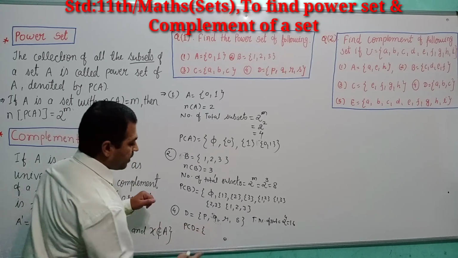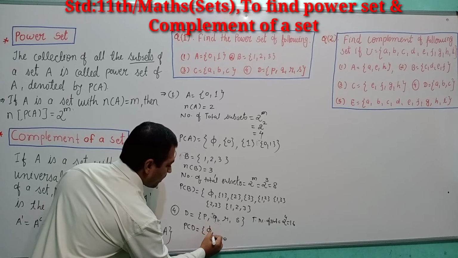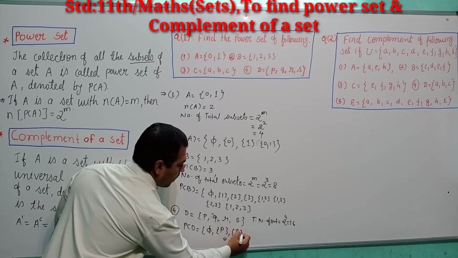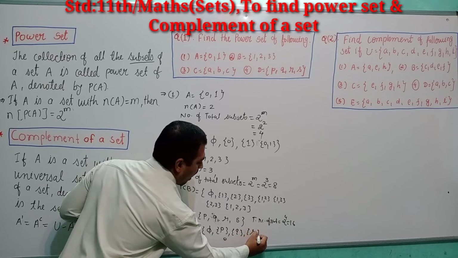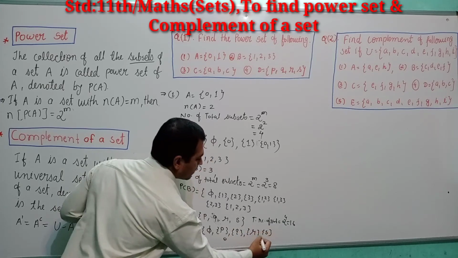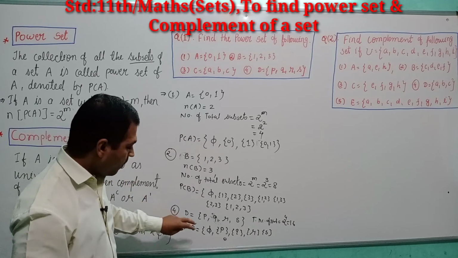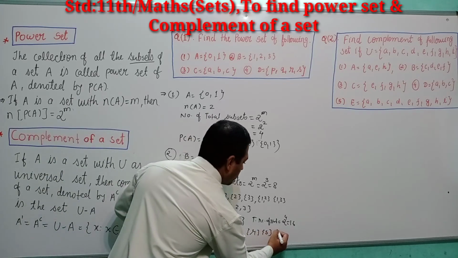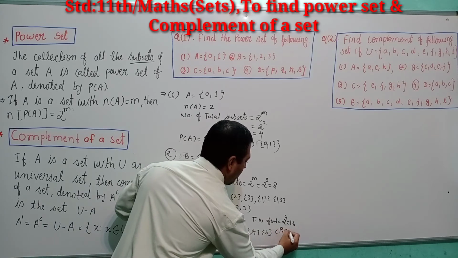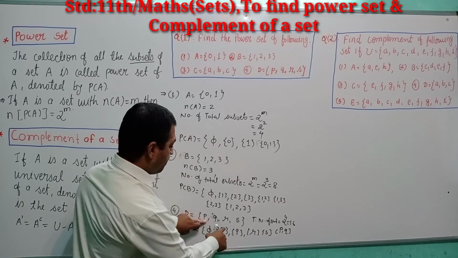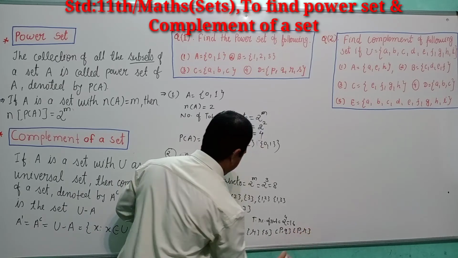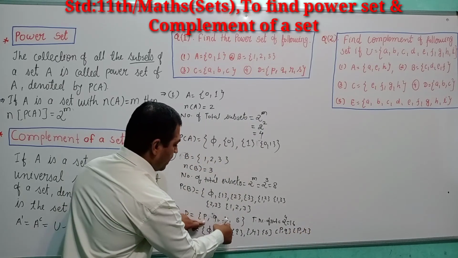Power set of D. First of all, write down the empty set, then {P}, {Q}, {R}, {S}. Right, students? Now we will pair the two elements of this set: PQ, then PR, then PS.